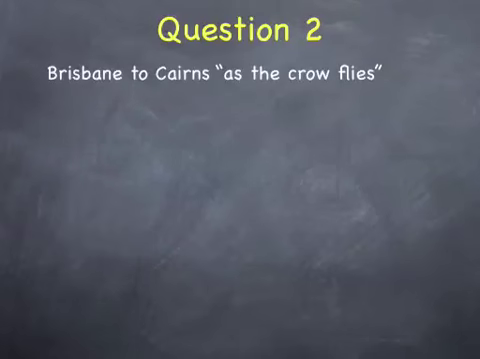Okay, question 2. Brisbane to Cairns as the crow flies. Draw a straight line from Brisbane to Cairns and measure the distance in centimetres, then convert it. Okay, so as the crow flies is straight. All right, pause, do that, press play when you're ready.